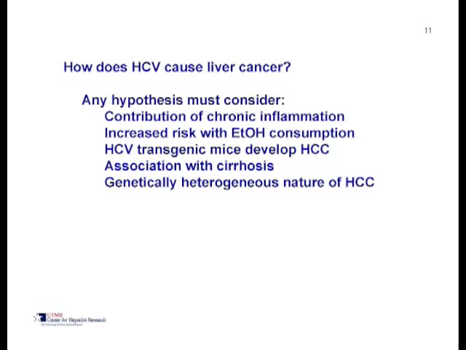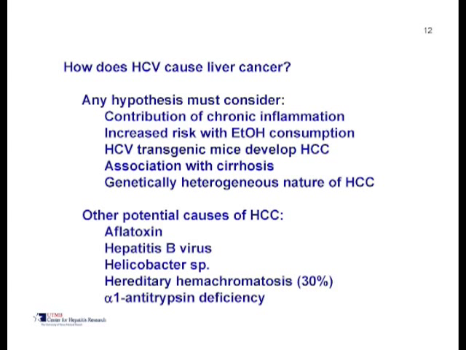It's also worth remembering what the other causes of liver cancer might be, for those of you that don't work in the clinics or think about this much. Aflatoxin B1, certainly, hepatitis B virus, Helicobacter infections, hereditary hemochromatosis, up to 30% of adults with that disease, and alpha-1 antitrypsin deficiency. Many of those cause potentially cirrhosis and perhaps act in part through this cirrhotic procarcinogenesis mechanism that we don't understand well.